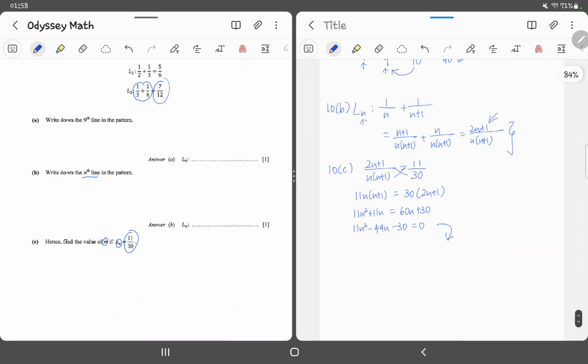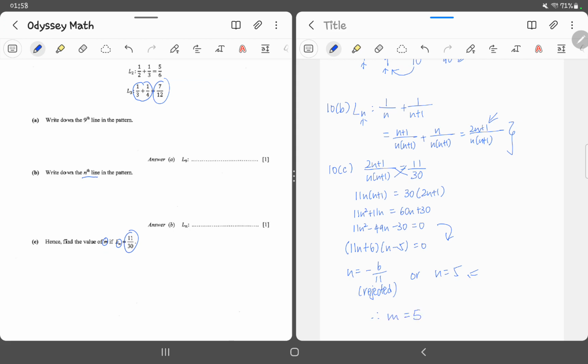Now you can use your calculator to factorize this, okay? And this actually gives us 11n plus 6 and n minus 5 equals to 0. So let's see whether this is correct. Yes, it's correct. So which means n equals to minus 6 over 11. Now n cannot be negative. This will be rejected. You have to reject it, okay? It is part of the answer. Or n equals to 5. So then this makes more sense, which means that my m is equals to 5.